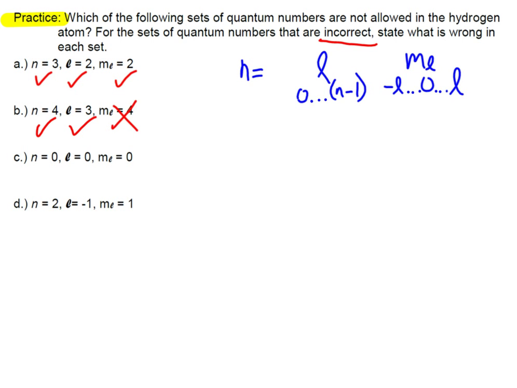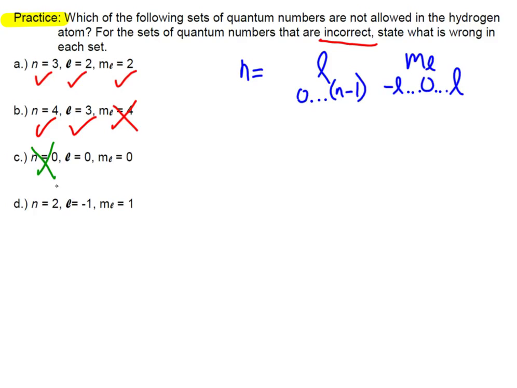Now let's solve C. First of all, n equals 0. Think of an orbital diagram. On an orbital diagram, do you ever have an energy level of 0? No. It always starts at 1s. 1s is the smallest energy level. There's no such thing as n equals 0. So right off the bat, C is invalid.